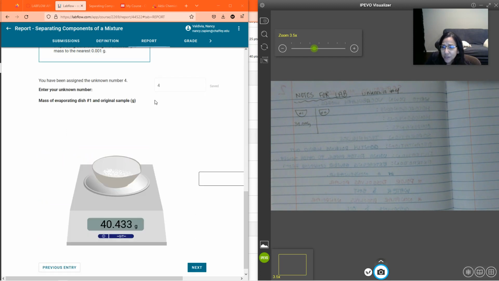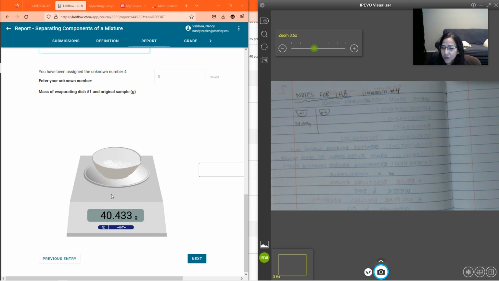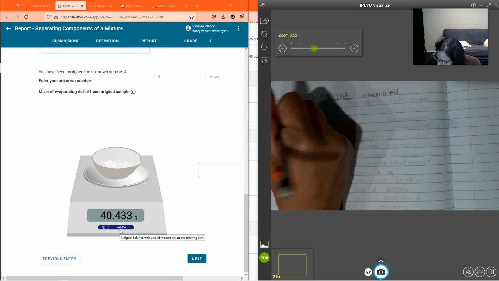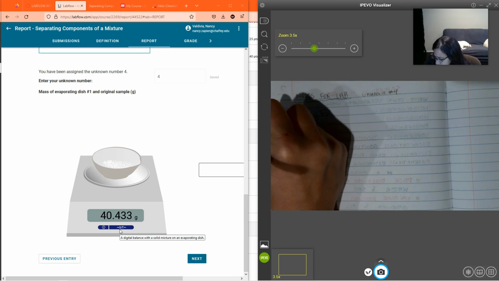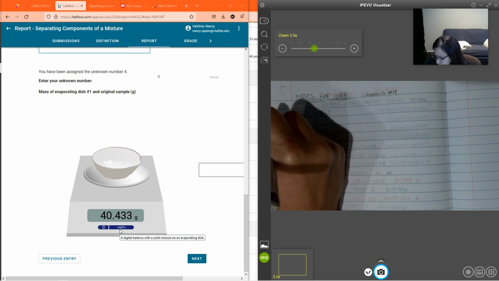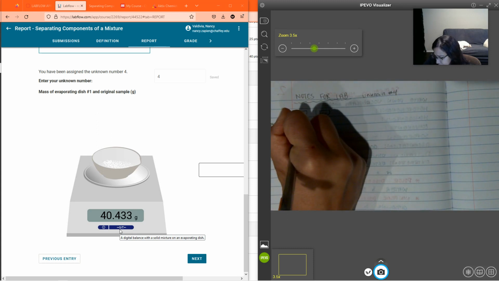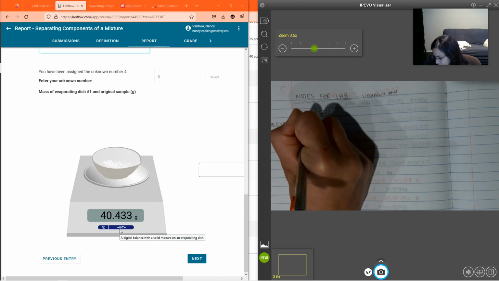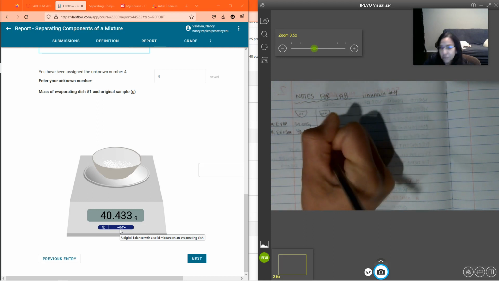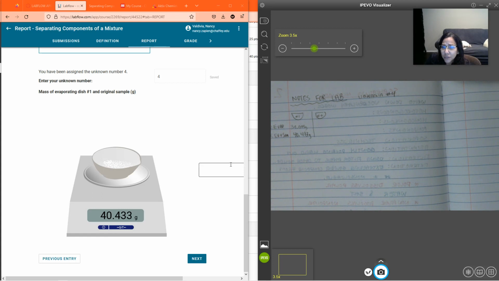As I continue, it says mass of the evaporating dish number one and the original sample. So here is my sample that I used. This is how much the evaporating dish weighs. This is mass of the evaporating dish. And this is mass of the evaporating dish plus sample, and that is 40.433 grams. Right? And it wants me to record that mass of evaporating dish and sample.